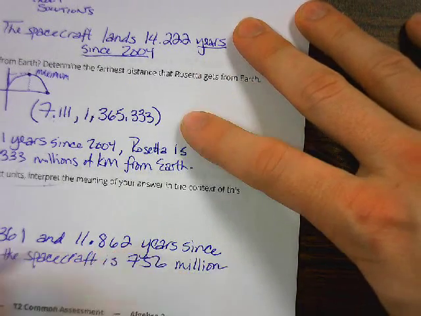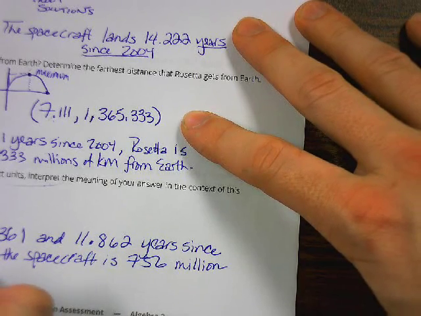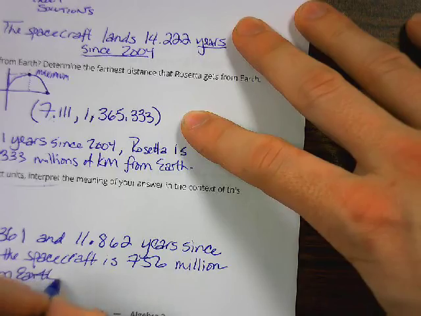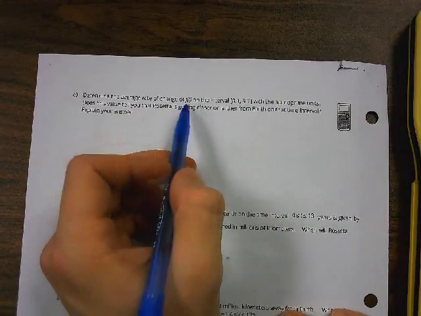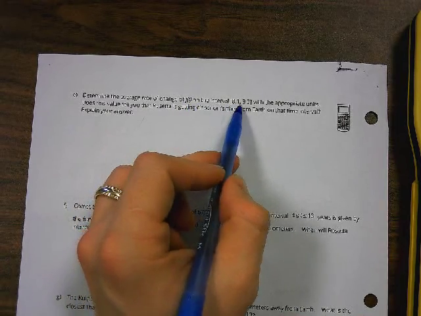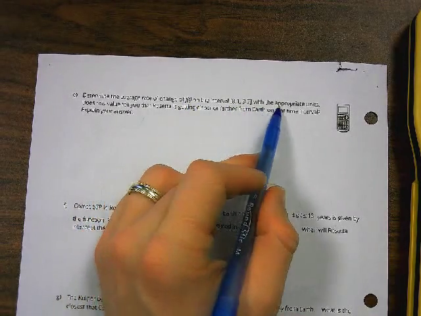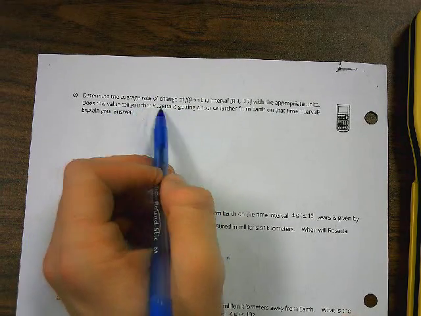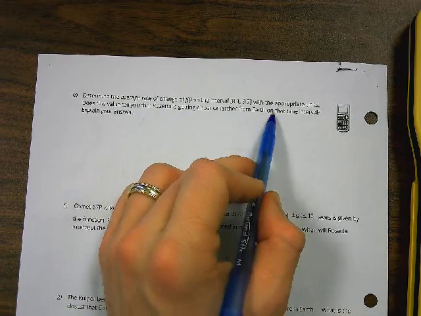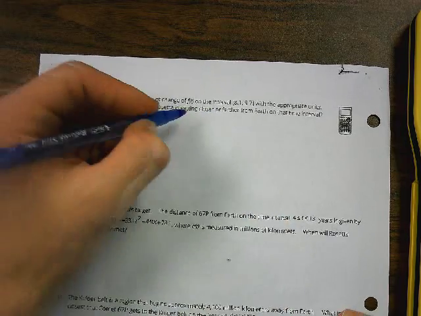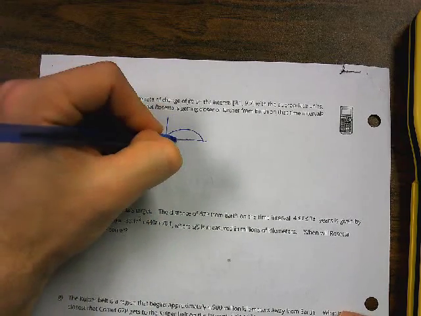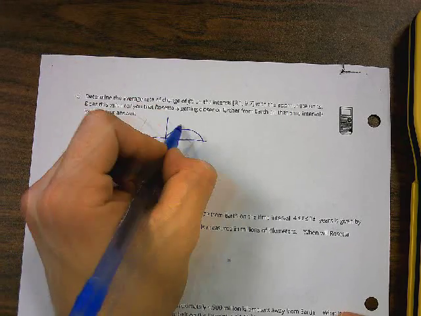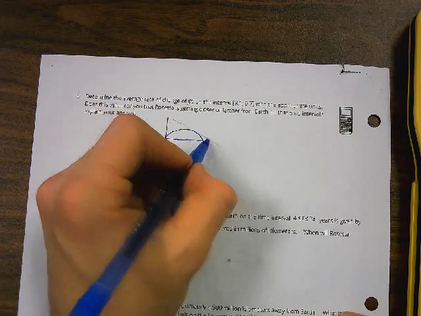They give us a follow-up question on the back. So let's take a look. It wants us to determine the average rate of change on the interval 8.1 to 9.7 with appropriate units. So is it telling us that the spacecraft is getting closer or farther away from Earth over that interval? So essentially, you've got your parabola here, and we're going to measure the 2 times that this happens, and then we're going to take the slope. And if the slope is negative, then we know that the spacecraft's coming back to Earth. If the slope is positive, we know that the spacecraft is just leaving Earth. So we're going to test those 2 points.